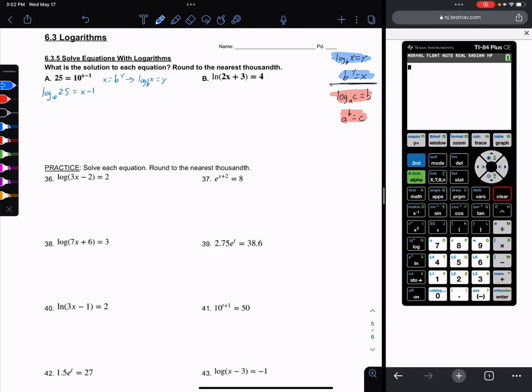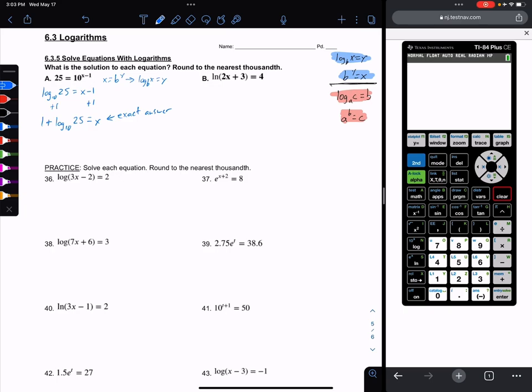So we're trying to solve for x. To do that, we're going to isolate x by adding 1 to each side. So we get 1 plus log base 10 of 25 is equal to x. Now this here is an exact answer. We have isolated x, so the exact answer would be 1 plus log base 10 of 25. However, in this problem, we are looking to round to the nearest thousandth, so we're going to do that.